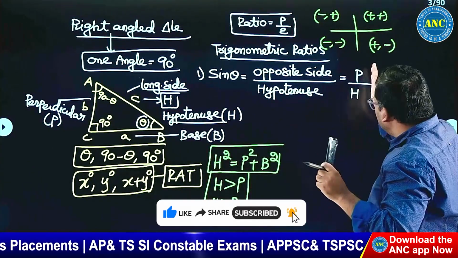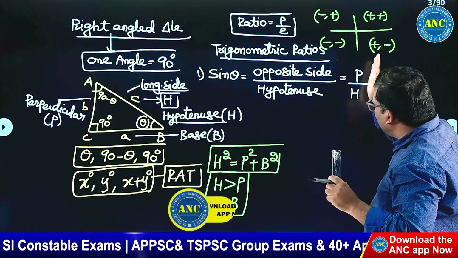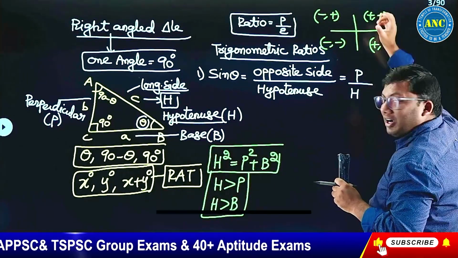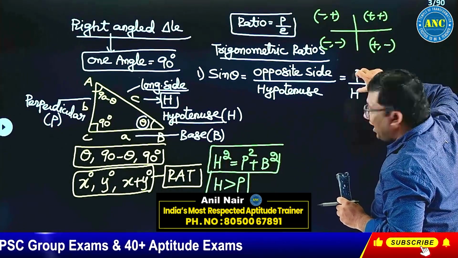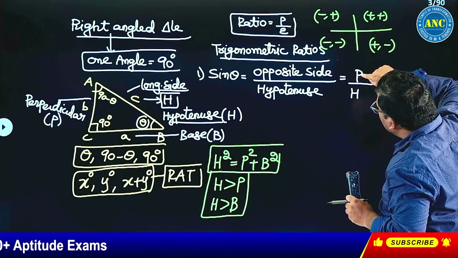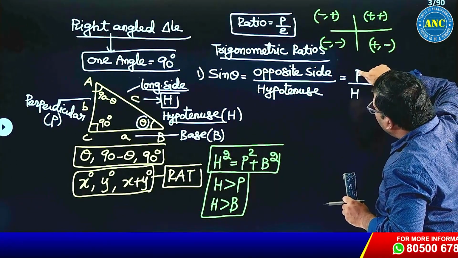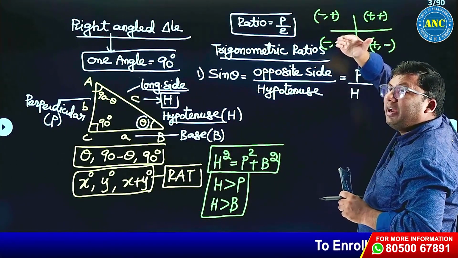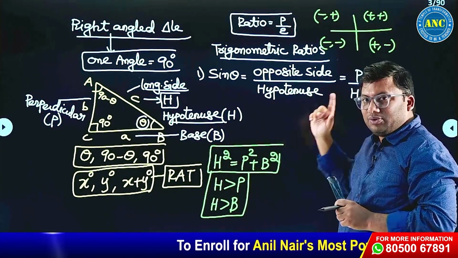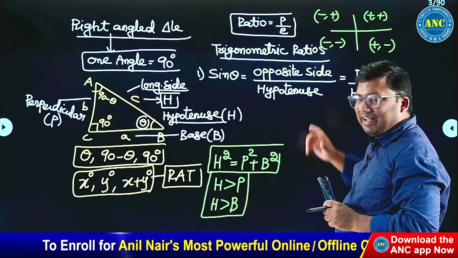First see here, sir. Can this value be greater than 1? No. Can this value be less than -1? Why would you get -1? This is a fraction. 2 by 3, or reverse, take P is less than H. 2 by 3, or if I take 3 by 2, 3 by 2 means it is not possible. Similarly, -3 by 2. These values can lie in other quadrants and it can take negative.